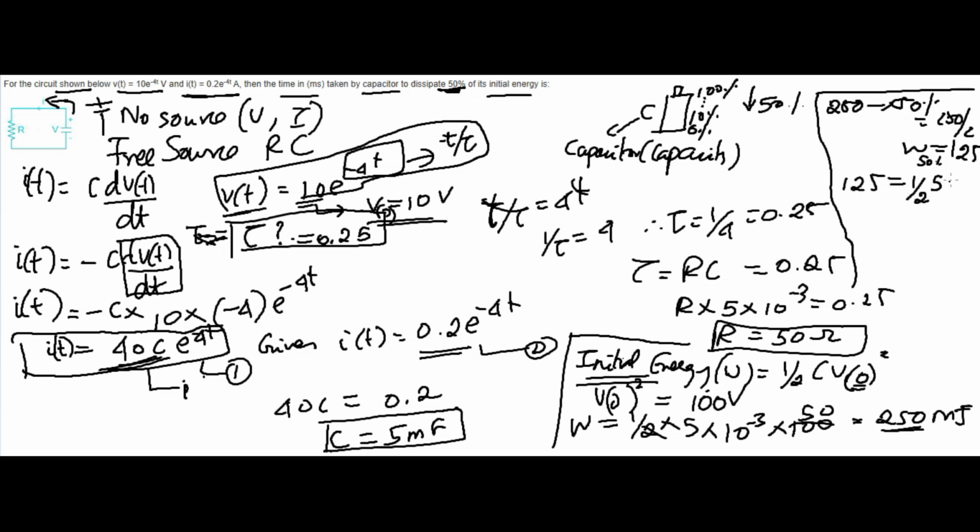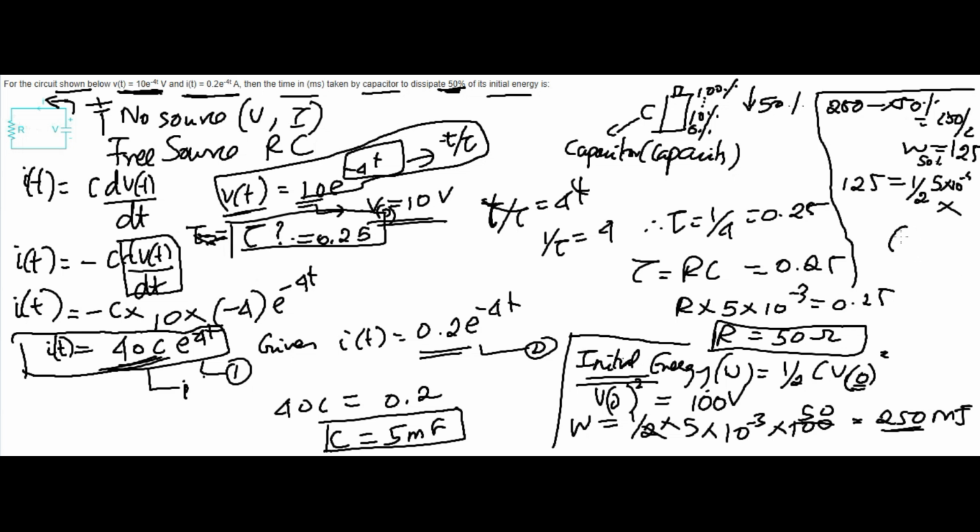Half C, 5 into 10 to the power minus 3, into V square. Listen to me, after this you are getting V as 10 e power minus 40t, squared. So this is the normal V. Don't take V as 100. This is after one.